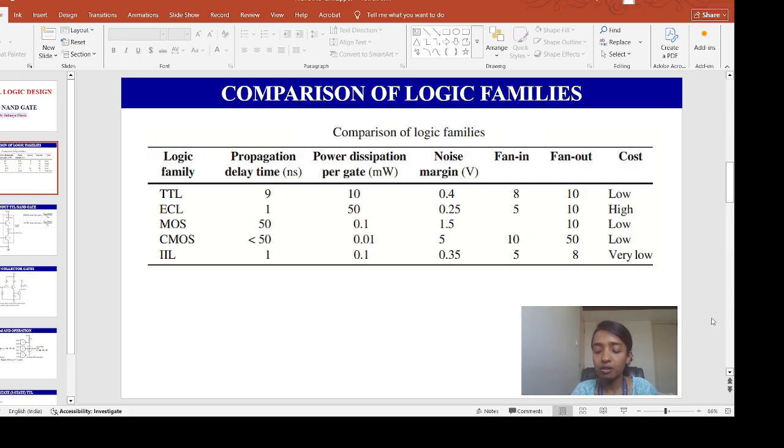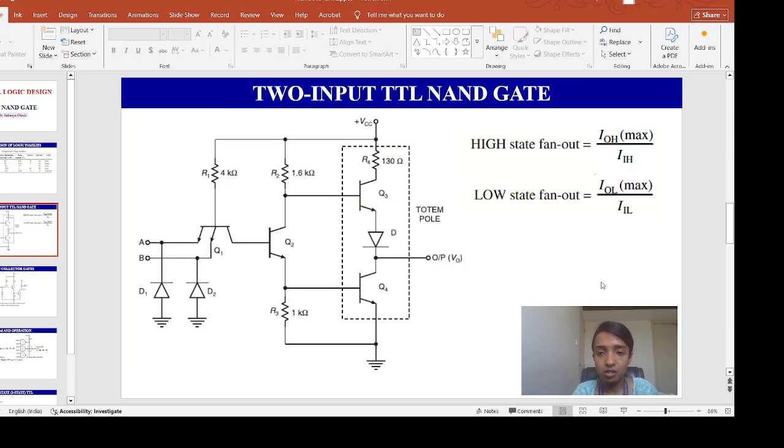Now we will jump to today's topic, which is the 2-input TTL NAND gate. This is the 2-input TTL NAND gate circuit. But before we jump in, let us first understand what TTL is and why we call it TTL. This logic family is so named because of its dependence on transistors alone to perform the basic logic operations. And it is the most popular logic family and most widely used also.